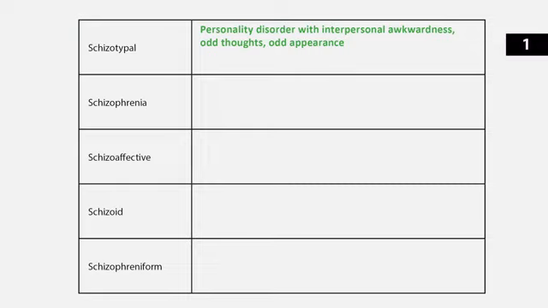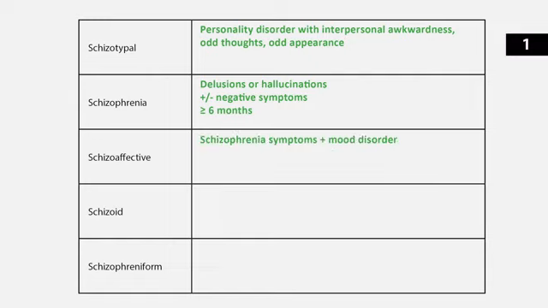So schizotypal is a personality disorder with interpersonal awkwardness, odd thoughts, and odd appearance. Schizophrenia is a form of psychosis where you have delusions or hallucinations and maybe there's negative symptoms. And that's going to be going on for more than 6 months. That's an important point. Schizoaffective disorder is where you have those schizophrenia symptoms plus a mood disorder.